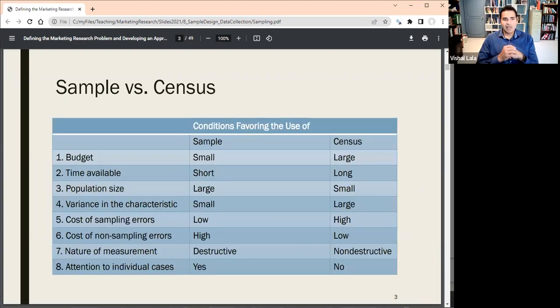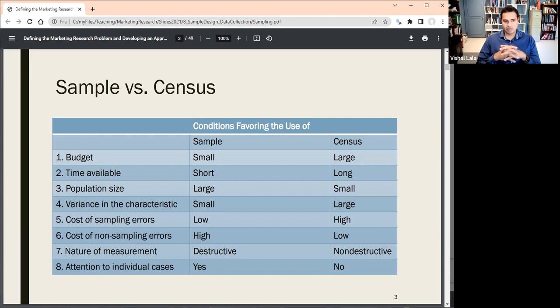Now, a sample is a subset of a population. We frequently use or gather data from a subset of the population. But before we even examine when to use which of the two, let's consider a common belief of what a sample is and what a population is. People often believe that a sample is small and a population is large.